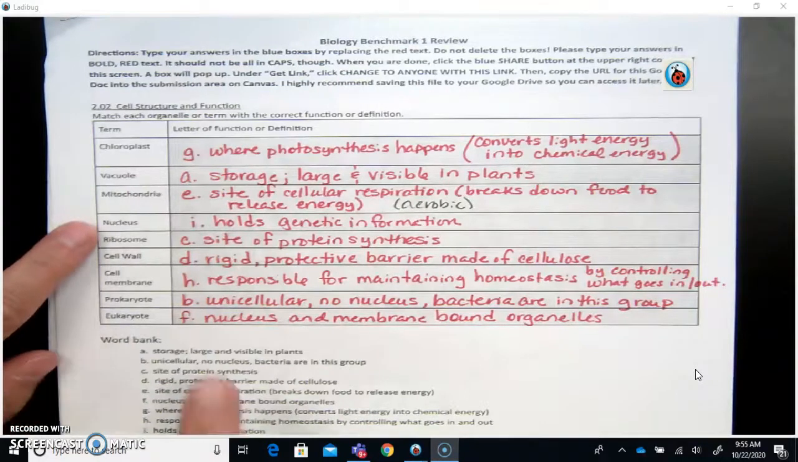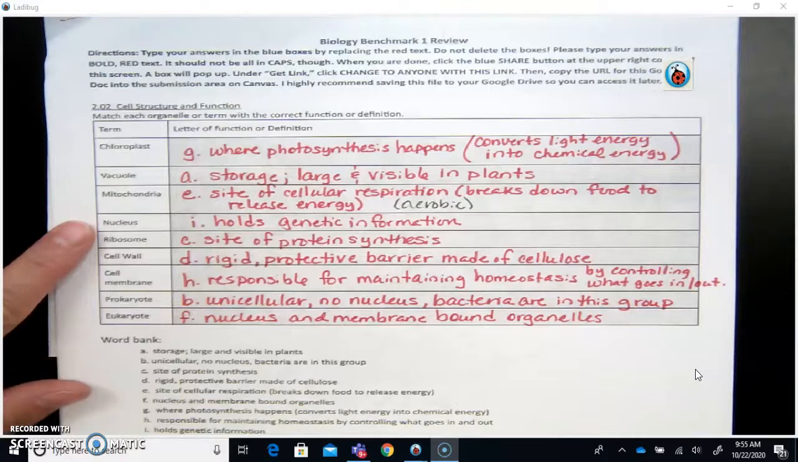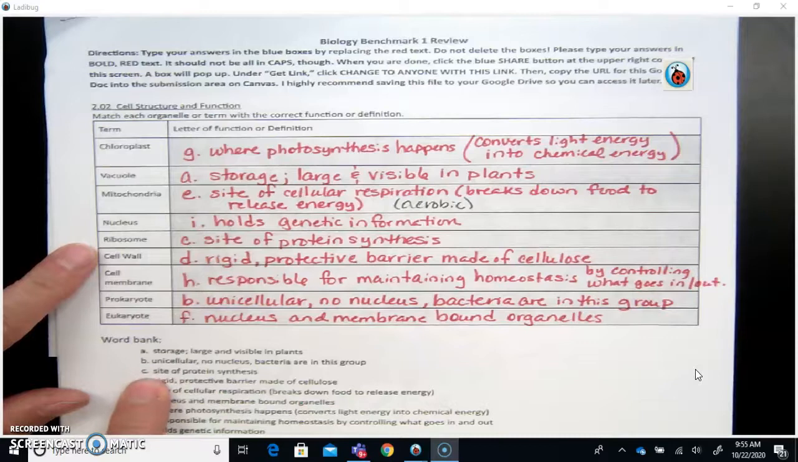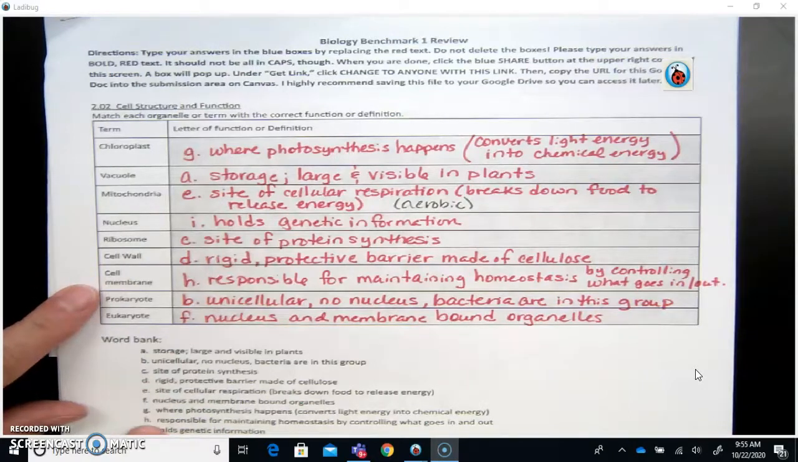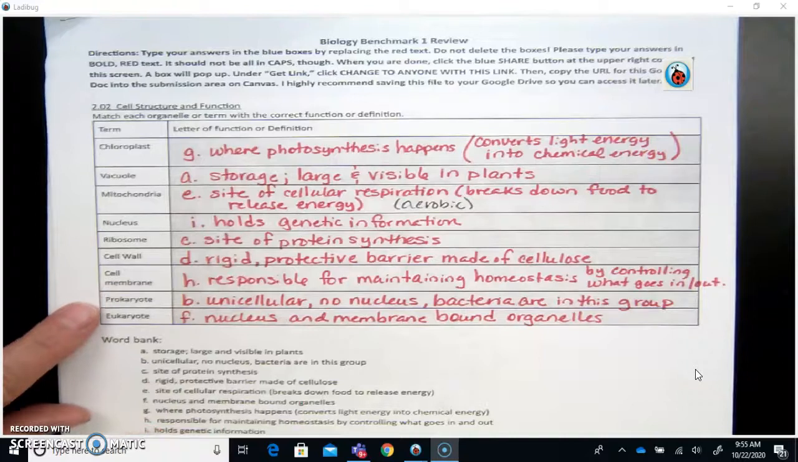The nucleus is I, holds genetic information. We're referring to DNA there. The ribosome is C, site of protein synthesis. The cell wall is D, rigid. It is a protective barrier made of cellulose, which of course is that carbohydrate. Cell membrane is H, responsible for maintaining homeostasis by controlling what goes in and out of the cell.